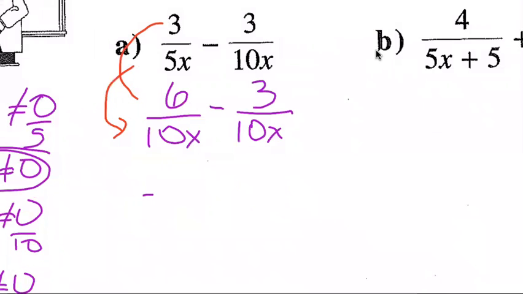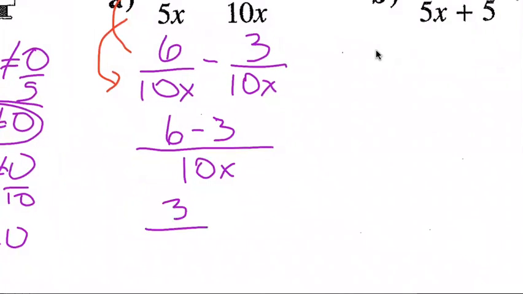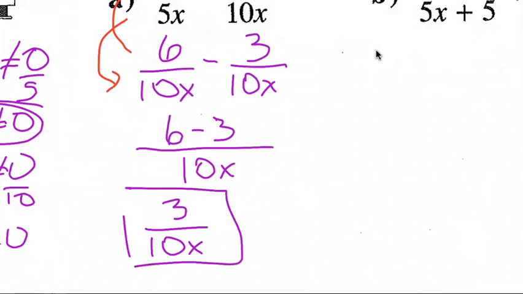Then I can make one fraction with one denominator, and I simply go 6 minus 3. 6 minus 3 is 3. 3 over 10x is your final answer. I'm going to show all the intermediate steps, or as many as I can, so that those of you that are still trying to grasp this can see all of that.